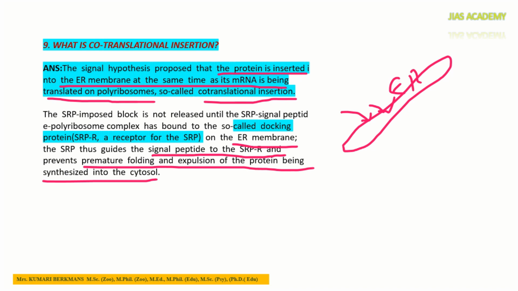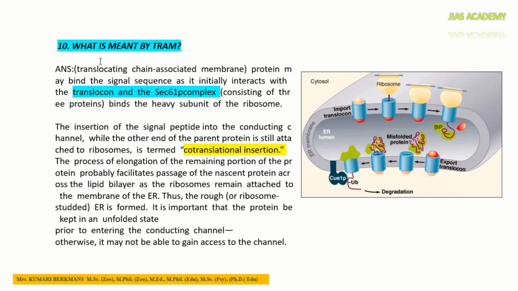Next, what is meant by TRAM? TRAM means translocating chain associated membrane protein. It may bind the signal sequences and is initially interacted with the translogon. What you are seeing here is the translogon and the secretory pathway.